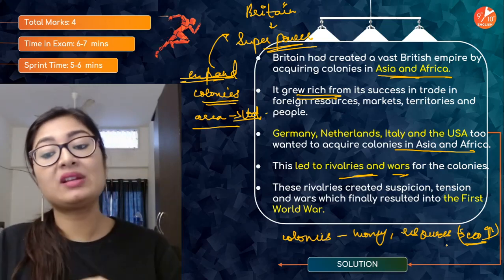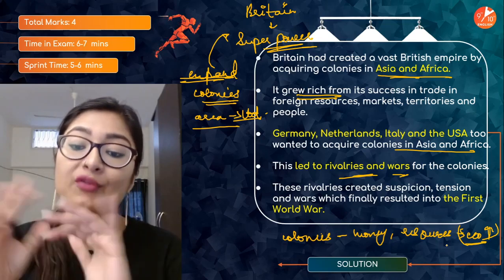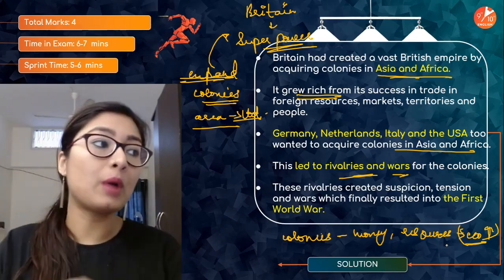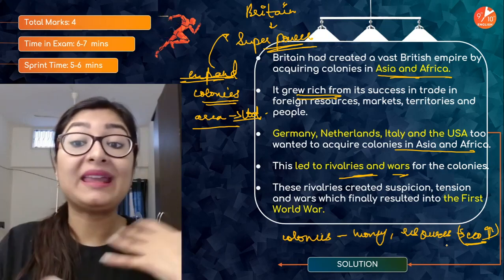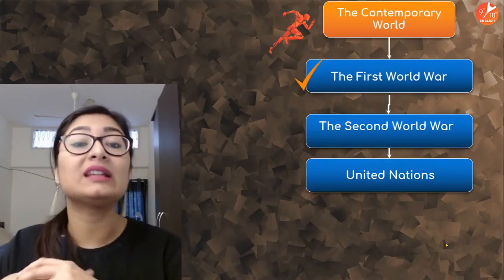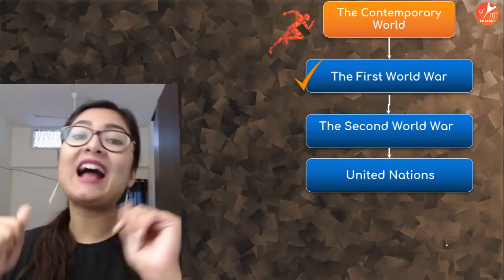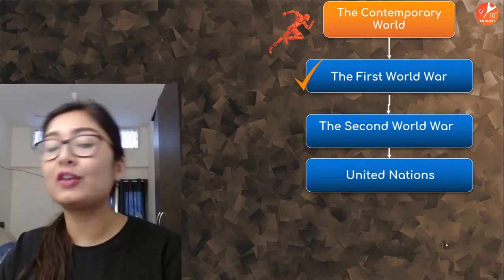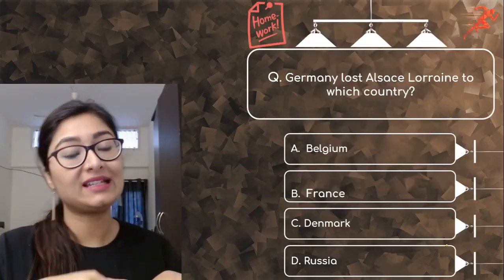So these rivalries created suspicion, tension, and wars, which finally resulted in the First World War. So friends or probably peaceful neighbors now became enemies because of the suspicion and this competition, and ended up fighting with each other. With that, we have finished the contemporary world, the First World War. Next session, we're going to finish the Second World War and United Nations.